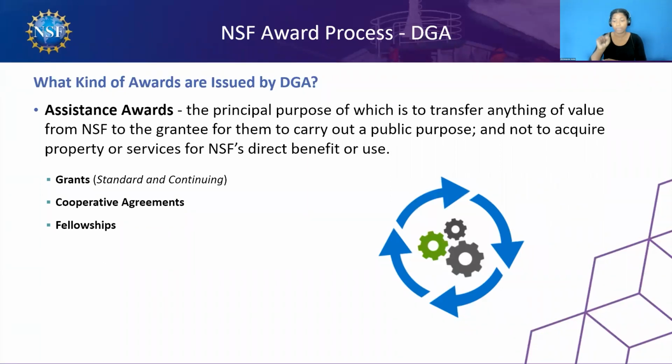Grants can either be standard or continuing. A standard grant is one where, when the award is made, you'll receive the total budget amount at award. Continuing means you'll receive your funding in increments. And we also award cooperative agreements and fellowships.